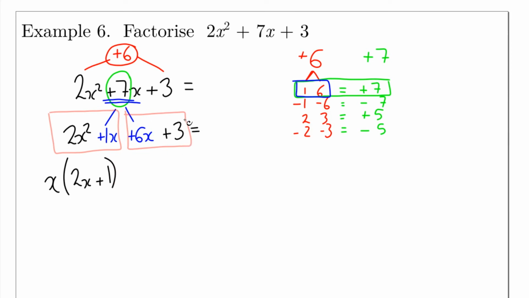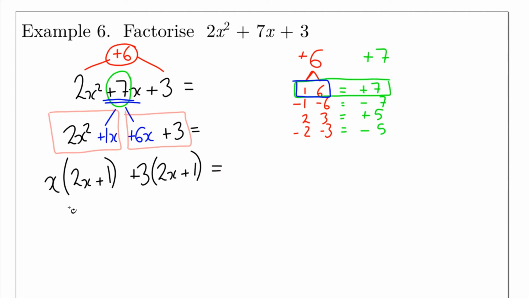And we do the same thing for the right hand half of the expression. So what's a common factor of 6x and 3? The common factor of 6x and 3 is 3. And we're left with 2x plus 1.